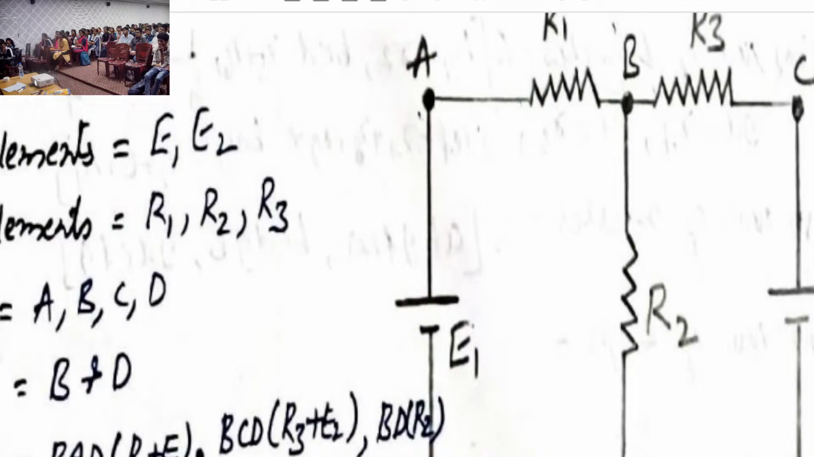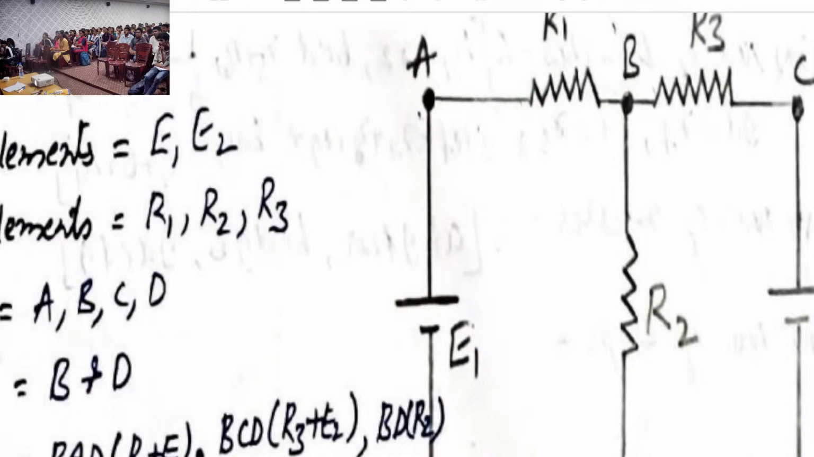R1, R2, R3. Can I say B is the node? Minimum two, start with two; more than two is okay, it is a node. Yes, B is the node.